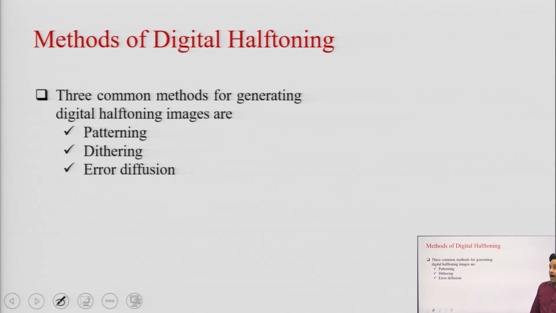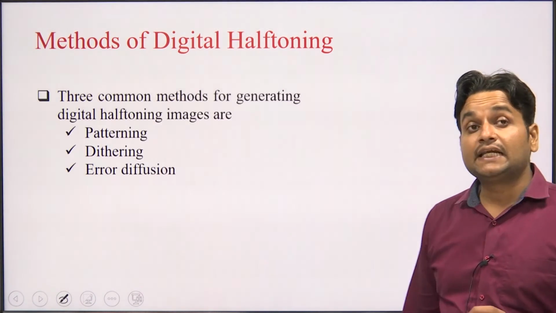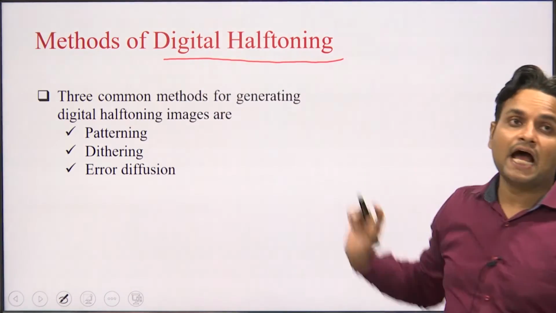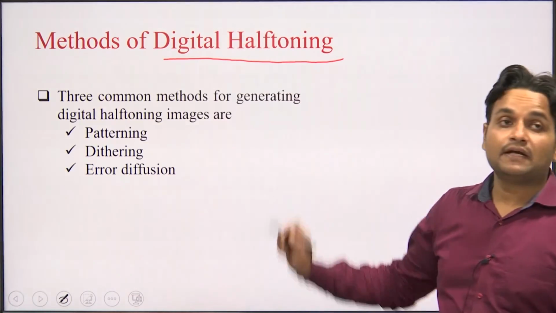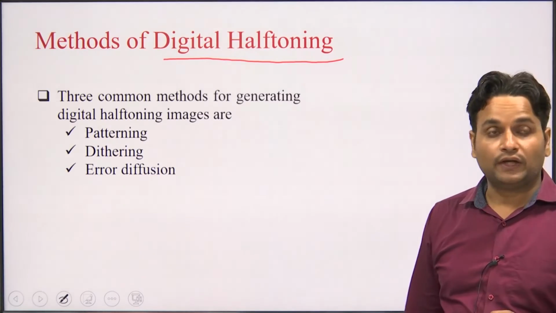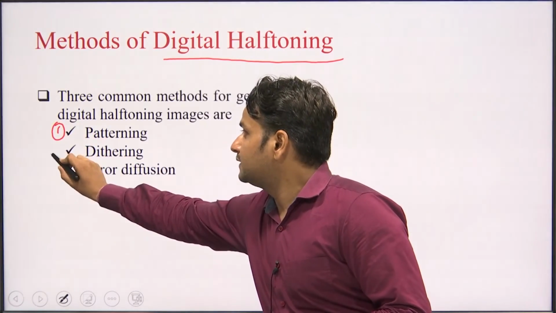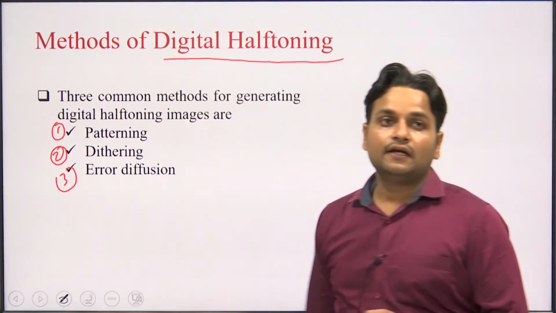Now, how many methods can we observe related to digital halftoning? Because we are talking about digital image processing, we have to focus on digital halftoning. We are not going towards analog halftoning. So, we have three methods. The first method is patterning, the second method is dithering, and the third method is error diffusion.